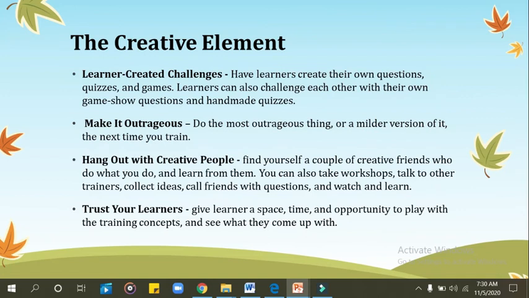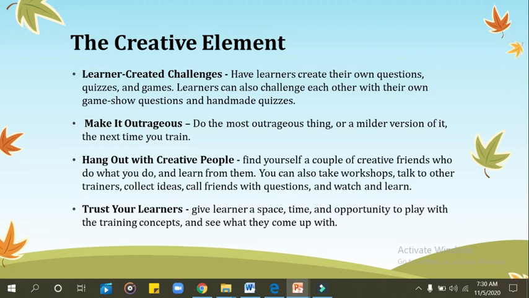Another is learner-created challenges. These techniques have learners create their own questions, quizzes, and games. For example, working in table groups, each group can create a game such as Place Your Order or Grab That Spoon by using the material from the training. They exchange the games with the other groups so that they are playing a game that is different from the one their group created. Learners can also challenge each other with their own game show questions and handmade quizzes.